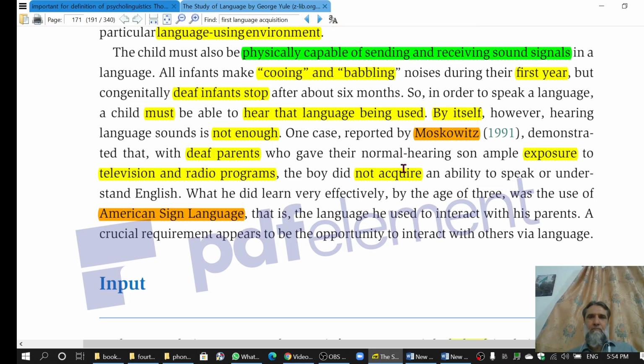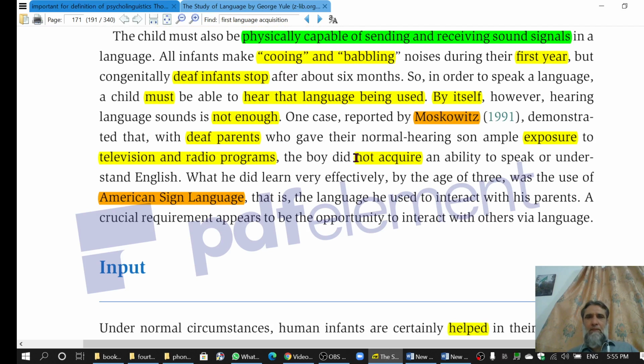And parents would communicate with the son through American Sign Language, Isharon ki Zaban, as you can say, but American. However, this child was given a lot of exposure of television and radio programs. So he was able to listen to conversation, but he was not able to take part in conversation. He could take part in conversation with the help of American Sign Language, and this is what he acquired very effectively, and he was not able to speak effectively.